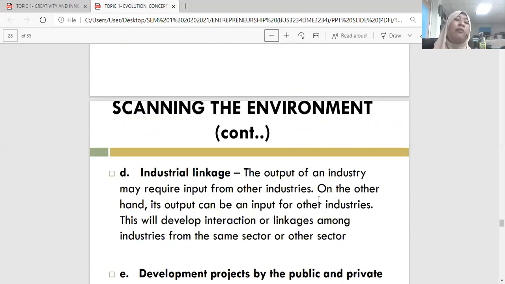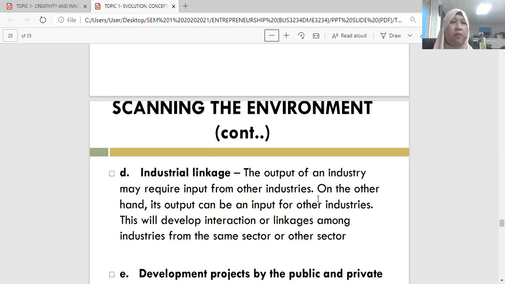All right, so we're moving on to the D factor, which is about industrial linkage. The output of an industry may require input from other industries, and on the other hand its output can be an input for another industry. The statement is quite confusing, but sometimes an industry can become output, and in another industry it can become input, and the other way around. So it's vice versa, and this will develop interaction or linkage among industries from the same sector or other sectors. I give the same example as before, Proton manufacturing.